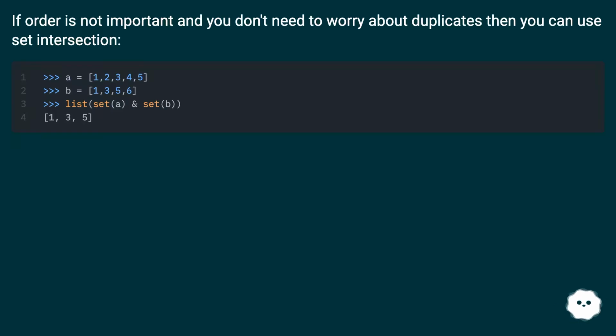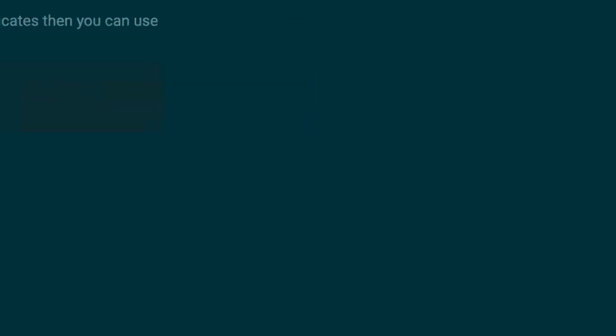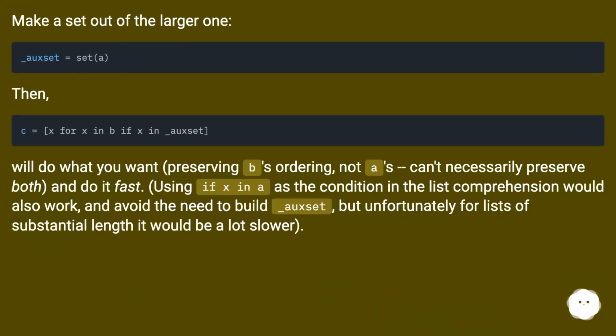If order is not important and you don't need to worry about duplicates, then you can use set intersection. Make a set out of the larger one. Then we'll do what you want, preserving B's ordering, not A's. Can't necessarily preserve both, and do it fast.